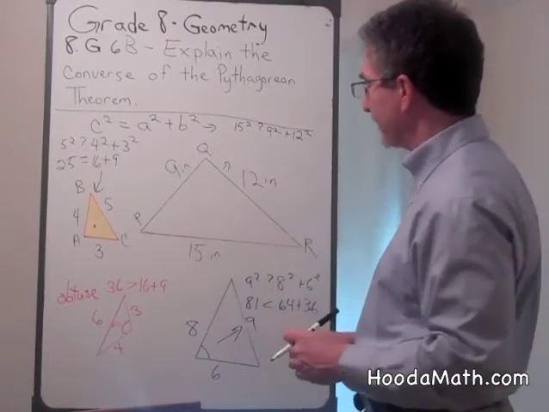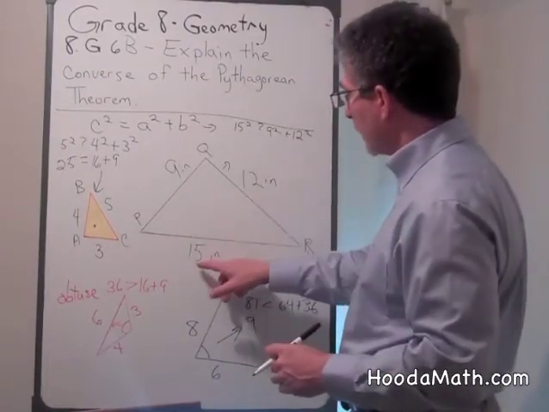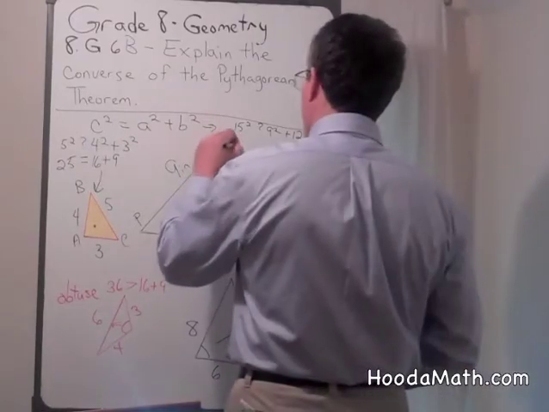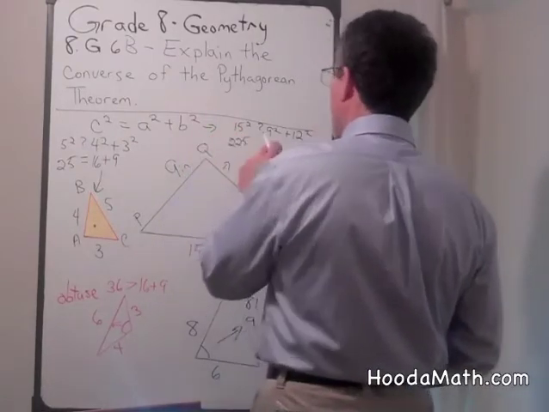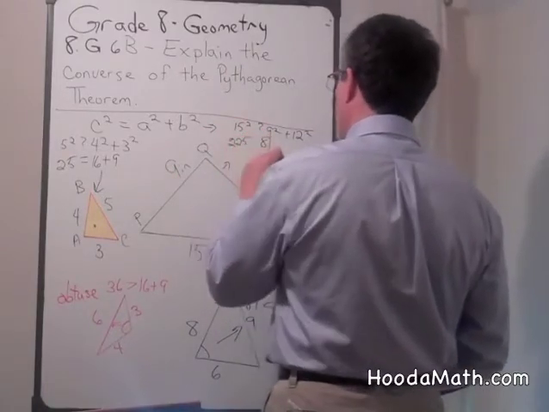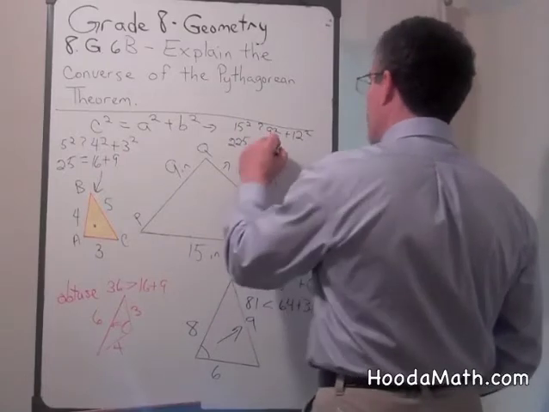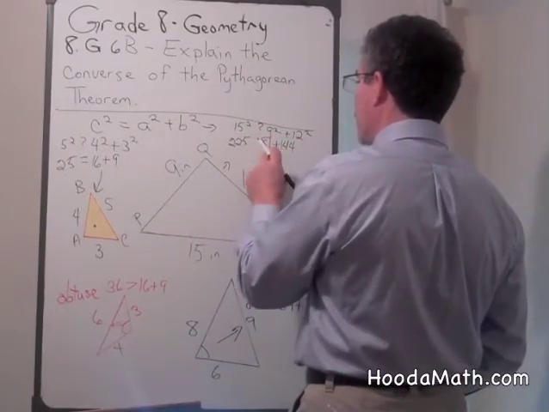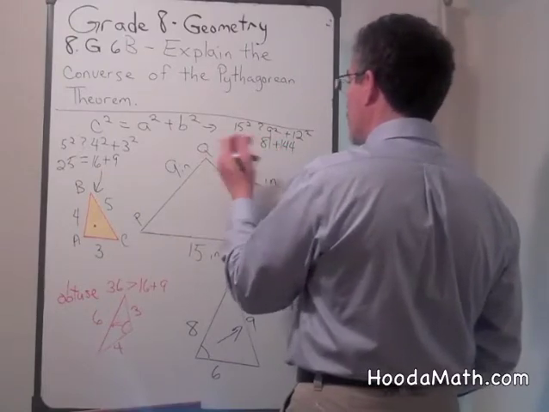Let's look at this one. The biggest side, 15 squared, would be 225. The square of 9 is 81. And the square of 12 is 144. If we add them together, we get 225.